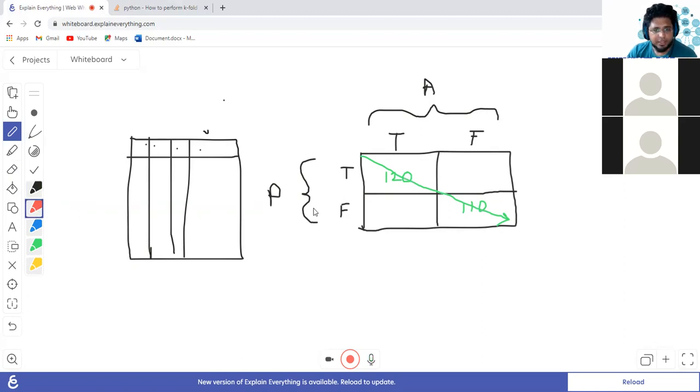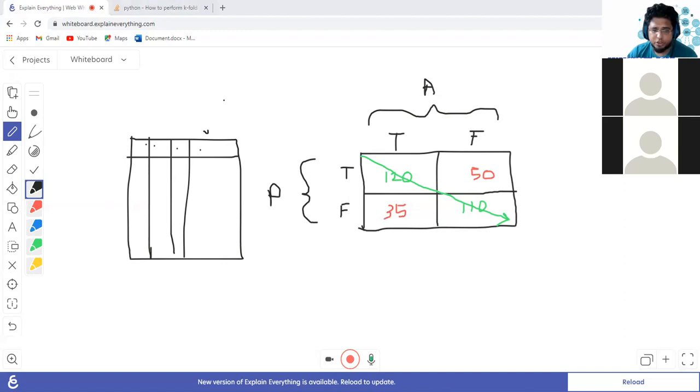But suppose here is 35 and here is say 50. So what happened? That means 50 people did not have heart disease, but our model said that they have heart disease. And here 35 people had heart disease, but our model said they don't have heart disease. Okay. So each of these boxes has a name.